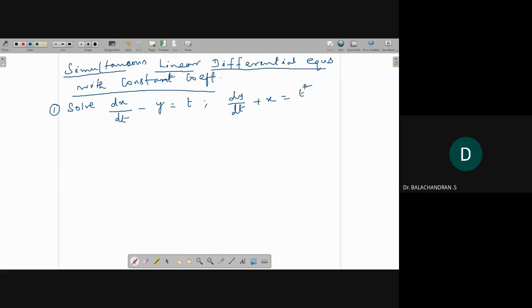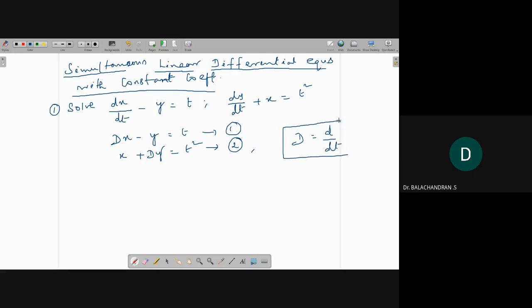Okay, so now rewrite this equation, where D equal to d by dt: Dx minus y equal to t, this is 1. Here x plus Dy equal to t square, this is 2, where capital D equal to d by dt. So you should know D is d by dt. Okay, now I am going to eliminate y now.